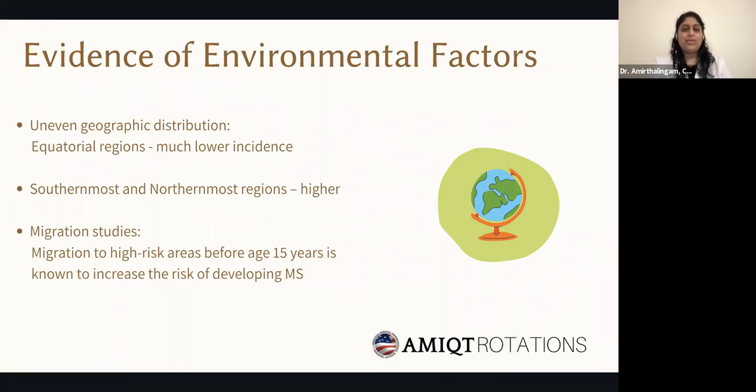When we look at the globe, there's an uneven geographic distribution. The equatorial regions have a much lower incidence when we compare to the southern and more northern parts of the globe. Furthermore, when we look at migration studies, an individual before the age of 15, once they migrate to a higher risk area, they're at an increased risk of developing multiple sclerosis.